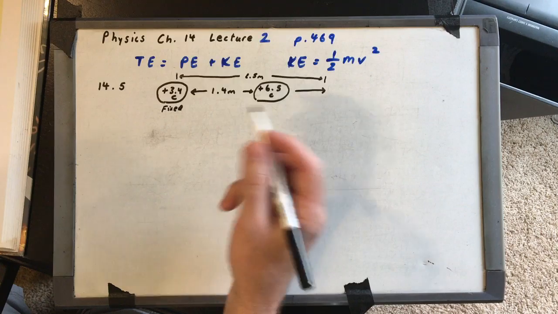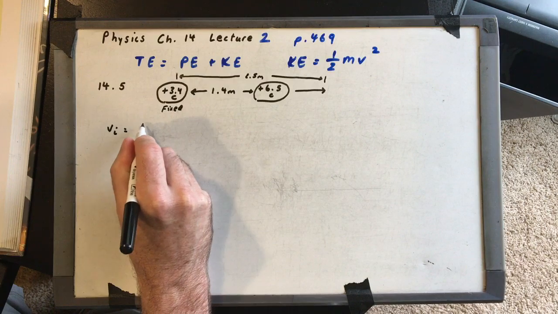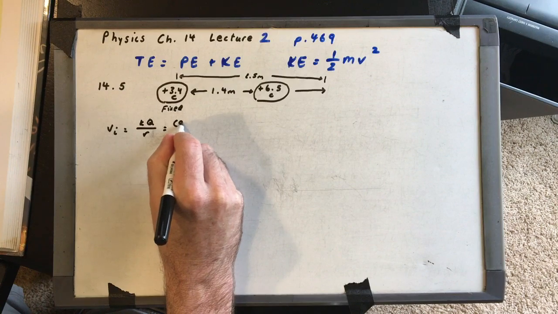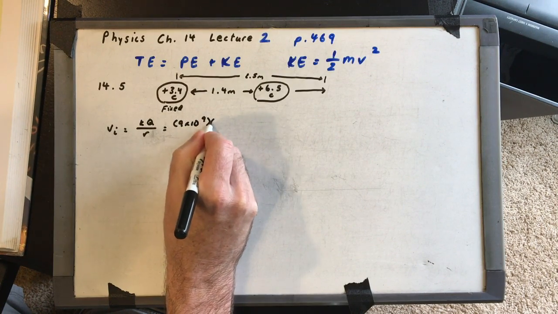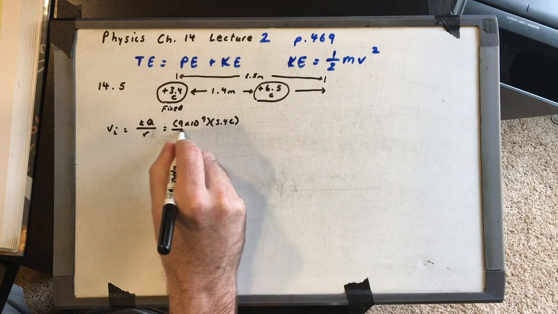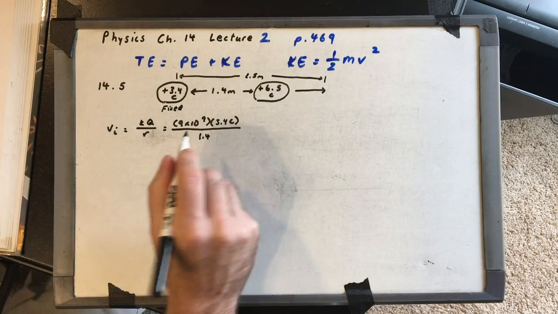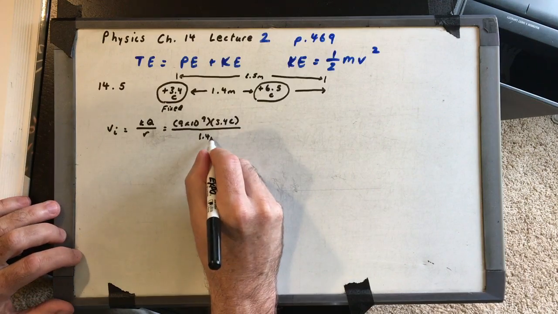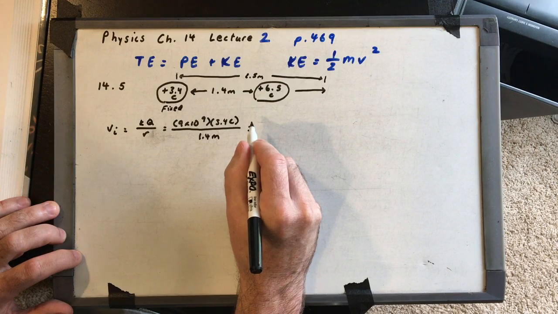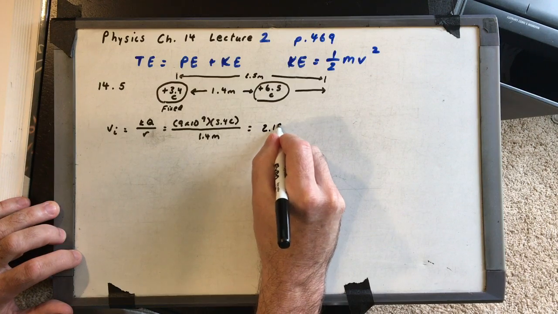Well, first of all, let's get what we can get. We can get our initial voltage. That's K, big Q, over R. So that's 9 times 10 to the 9th times 3.4 coulombs, which is a huge charge, a lightning bolt, divided by 1.4 meters. And that is 2.19 times 10 to the 10th volts.